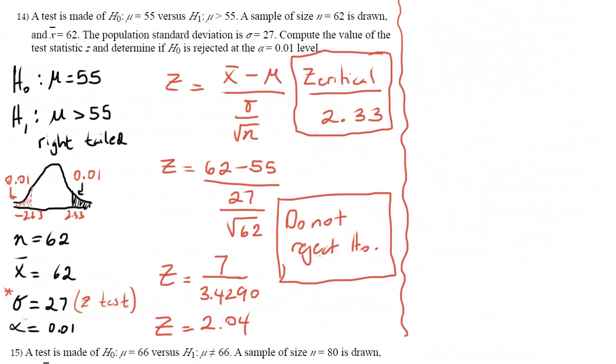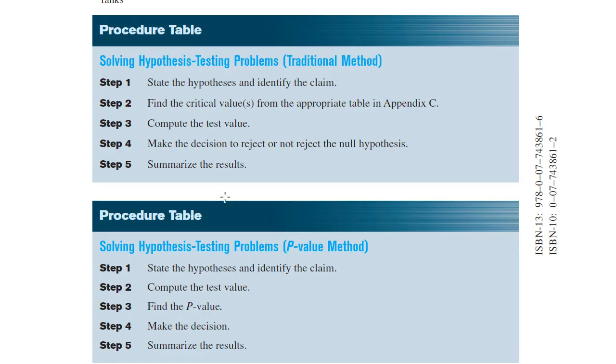This is this approach here. Let me go back to it. Compute the test value, make the decision to reject or not reject, and summarize the results. So those are our steps there. In this case, it's more difficult to summarize the results because we don't have a real life situation to go back to.